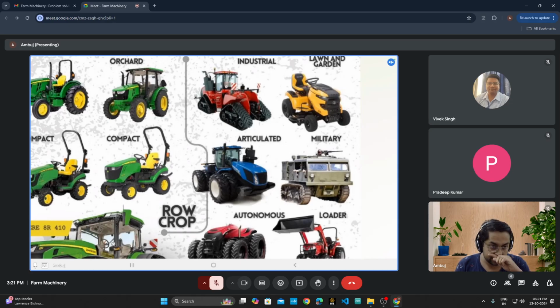Okay, so it will be able to generate a lot of tractive force, and tractive efficiency would be somewhat higher as compared to your conventional tractors.